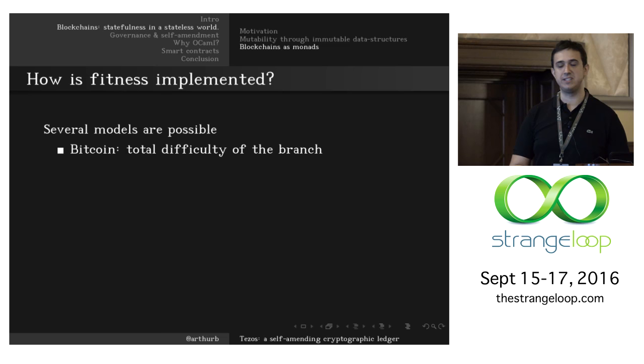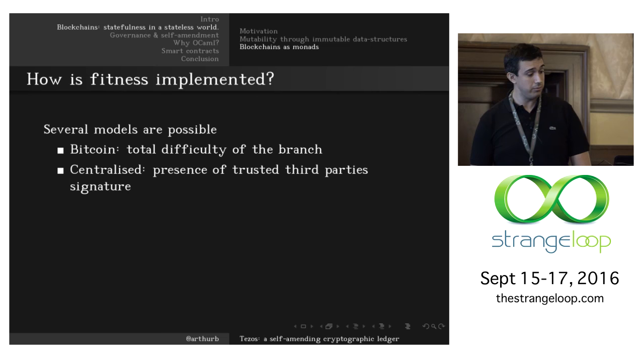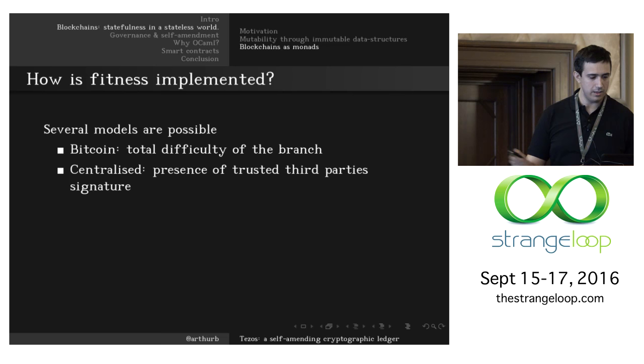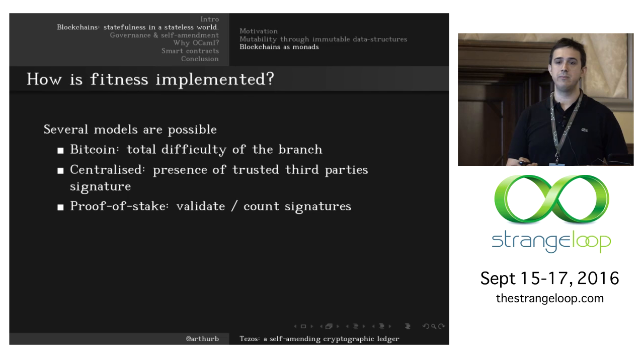Some people say it's the length of the branch, but that's actually the difficulty of the branch. If you had a centralized model, you could say, well, it's the presence of a trusted third-party signature. If I have this signature in the branch, then that's the right branch, and I trust the third party to only sign one branch. And in proof-of-stake systems, it's a little trickier, but essentially, you have a set of rules that assign signature rights to some people, and you can validate and count those signatures. And that can give you your score. And there are many, many other models which you can use to actually pick a branch.